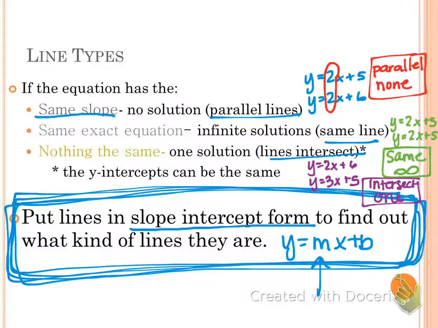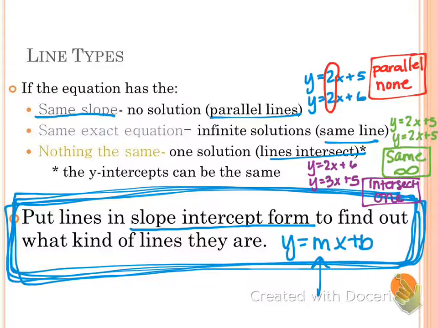So the first step you're going to do, put it in y equals mx plus b. If they have the same slope, they're parallel with no solution. If they have everything the same, they're the same lines with an infinite solution. And if they have nothing the same, they're intersecting with one solution.